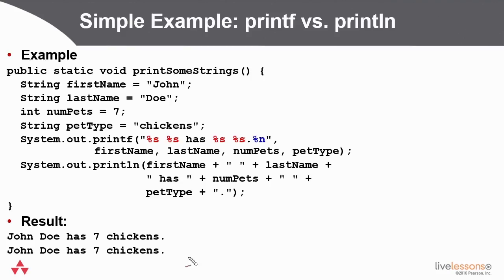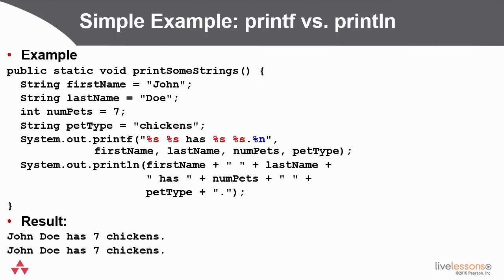Okay, so here's a quick example. Look at the output. You want to say, John Doe has 7 chickens. And you want to produce that based on 4 separate variables: a first name variable, a last name variable, a number of pets variable, and a pet type variable. Let's do it with printf and with println.